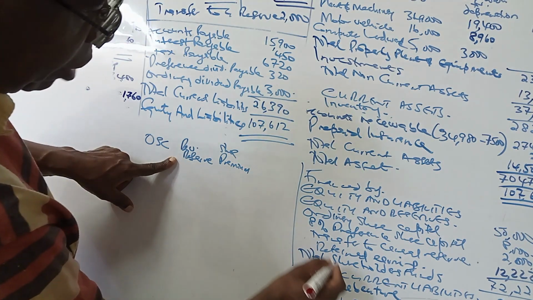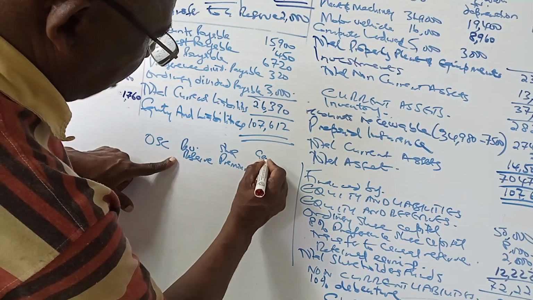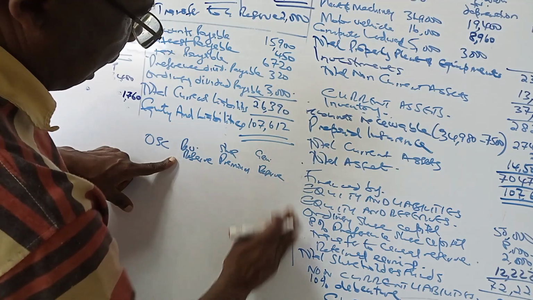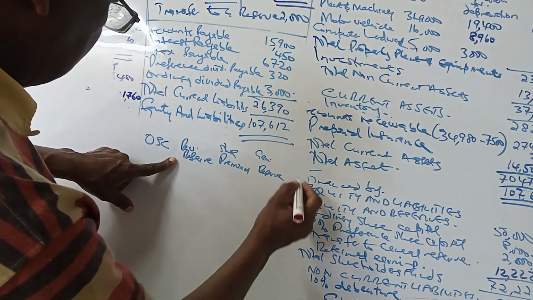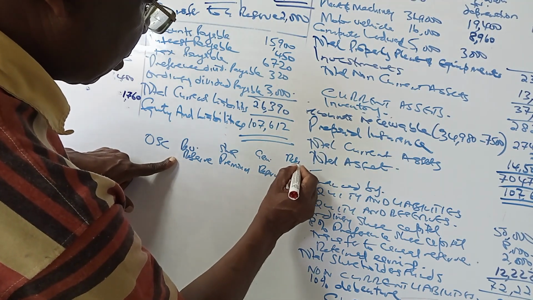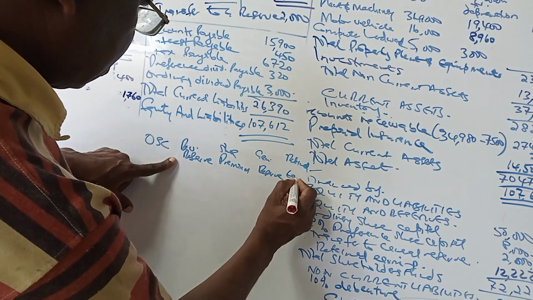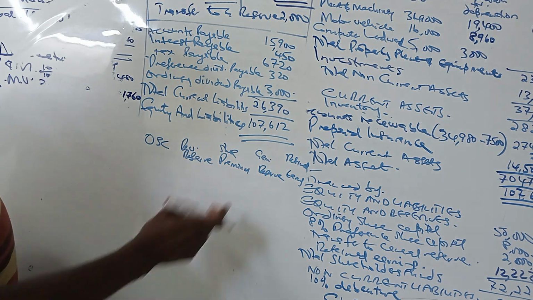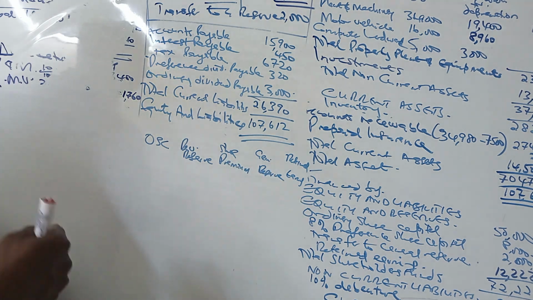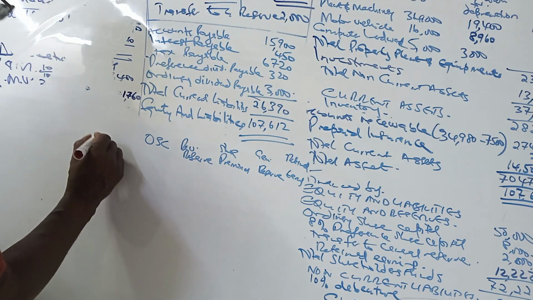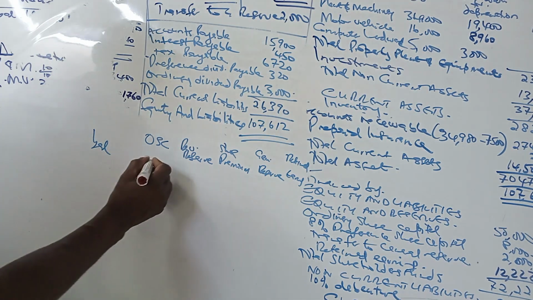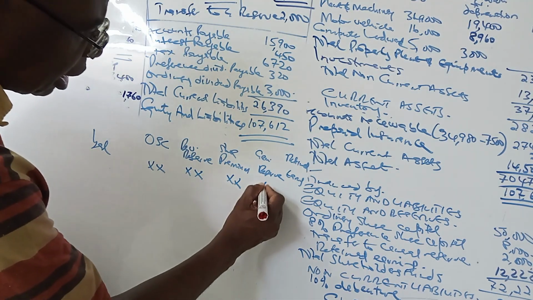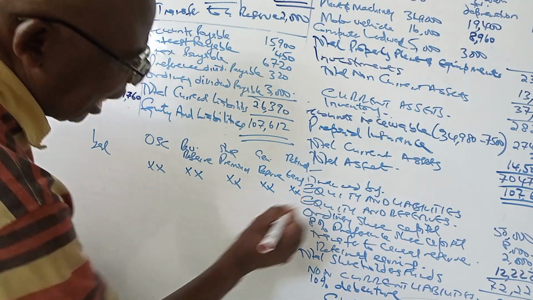Then we have our general reserve, and then we may have retained earnings. Now we know that retained earnings is retained profits. So we get the balance brought down: the opening balance of ordinary share capital, revaluation reserve, share premium, general reserve, retained earnings.